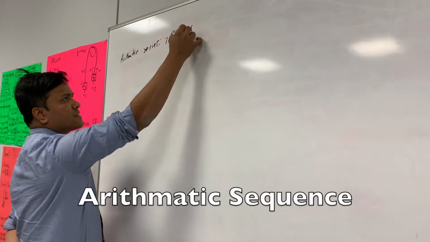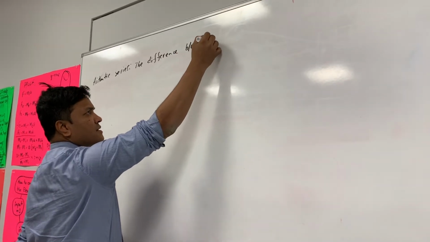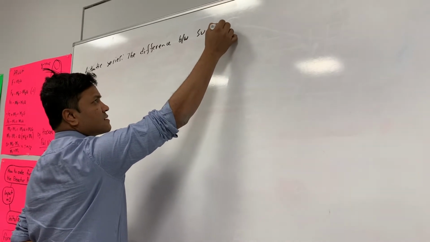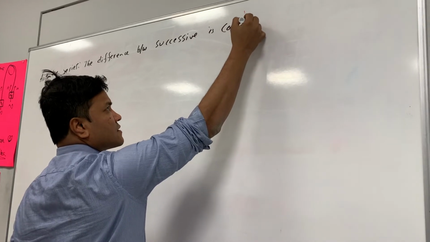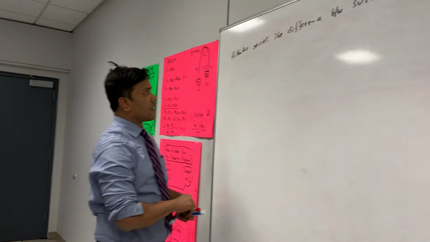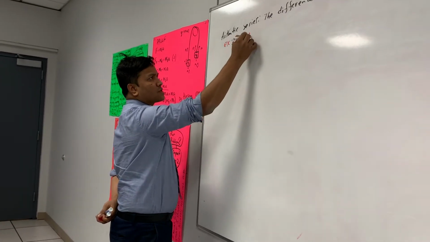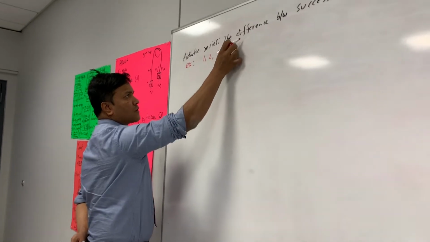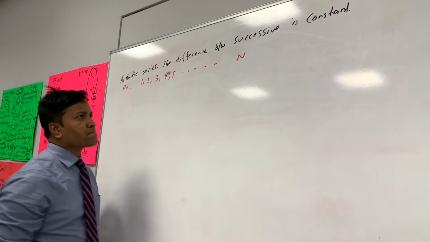The difference between successive numbers is constant. All right, for example, 1, 2, 3, 4, 5, all the way to n.